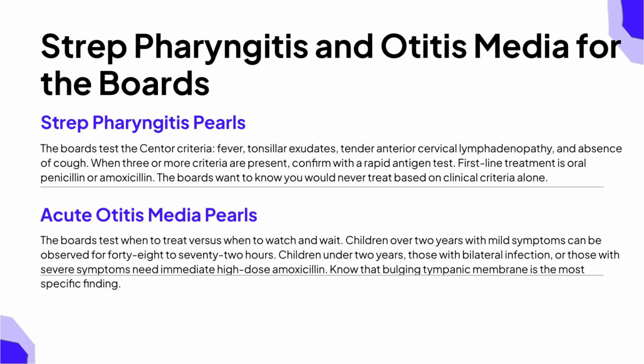Children over 2 years old with mild unilateral symptoms can safely be observed for 48 to 72 hours. However, children under 2 years old, those with bilateral ear infections, or those with severe symptoms like high fever or severe ear pain, need immediate treatment with high-dose amoxicillin. The most specific physical exam finding the boards test is a bulging tympanic membrane.